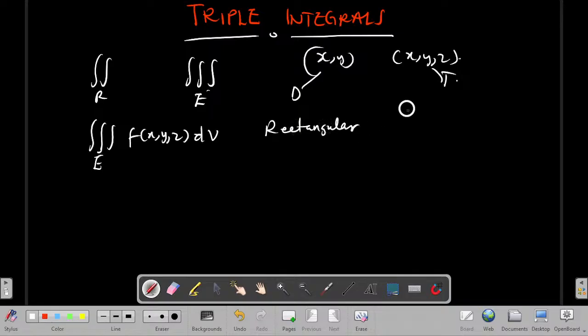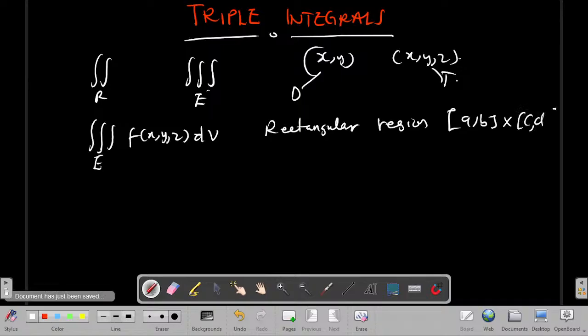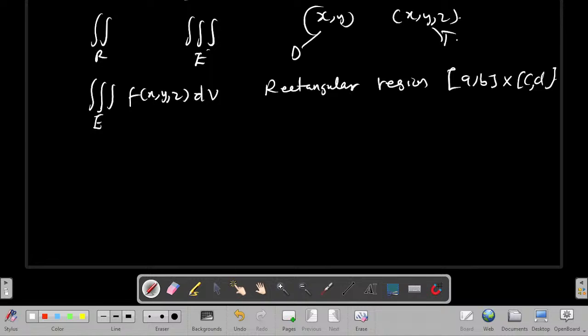I gave you a rectangular region, something like a, b cross c, d. That was in the case of double integrals. In the case of triple integrals, it's the same scenario, but here we are dealing with three dimensions.